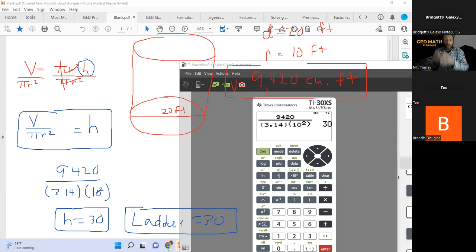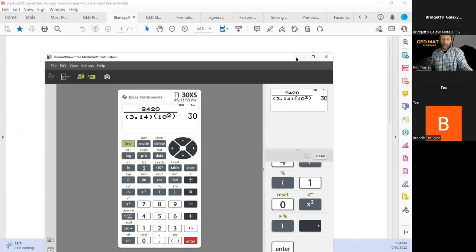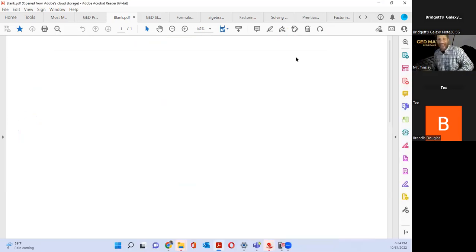How do you solve an equation for an unknown variable? Because that's what they're going to ask you. They're going to ask you to solve for height. They're going to ask you to solve for length. So, for example, let me clear this out. And what we're going to do tonight is, I'm glad you brought this question up because this is one of the most important things in algebra.